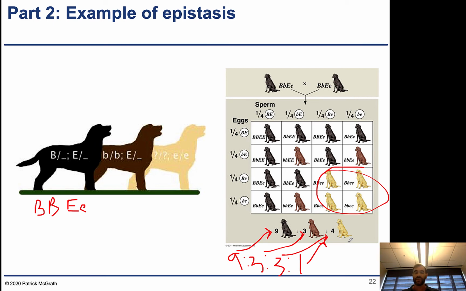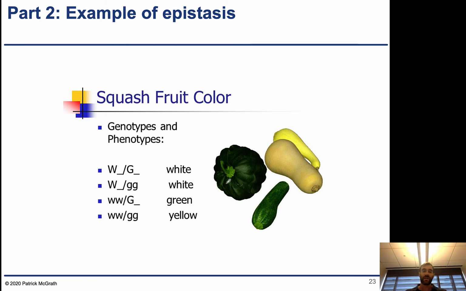So this is the definition of epistasis. You have to have a trait that's controlled by 2 genes, but instead of seeing a 9 to 3 to 3 to 1 ratio, what you're seeing is a skewed ratio with fewer classes. The second example of this is squash fruit color, but the relationship is a little bit different.